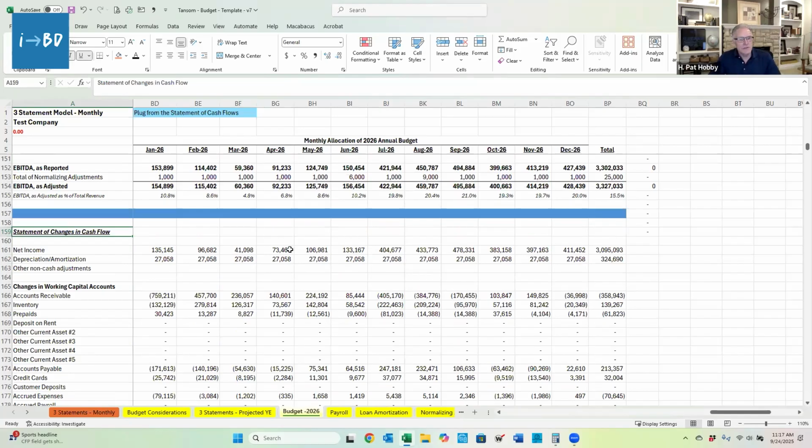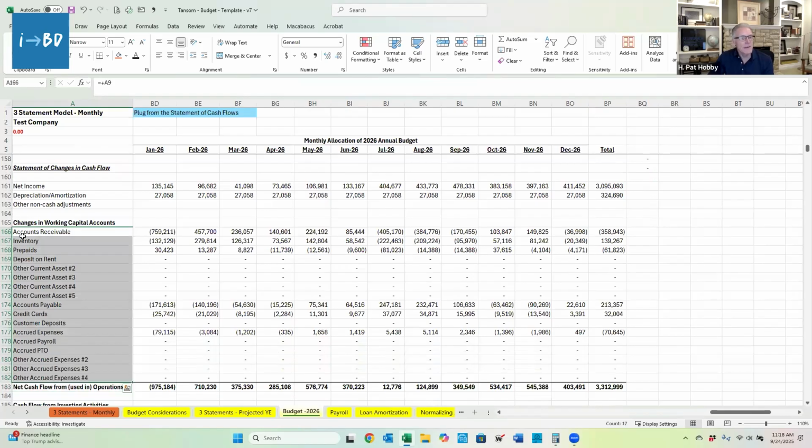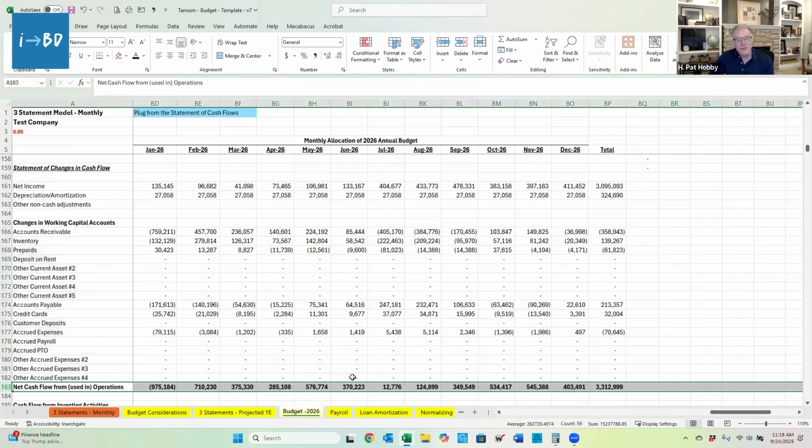Because just a quick lesson, you start with net income, you add any non-cash expenses, depreciation and amortization are the biggest ones. A gain on the sale of a piece of equipment would be another one. Then you have all your changes in working capital. And you notice these lines are the things that are on the balance sheet: accounts receivable, inventory, prepaids, all these things, which gets you to net cash flow from operations.